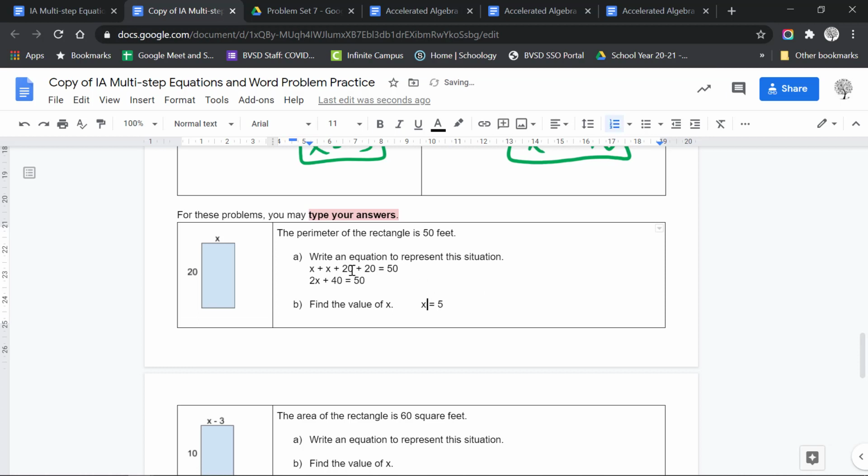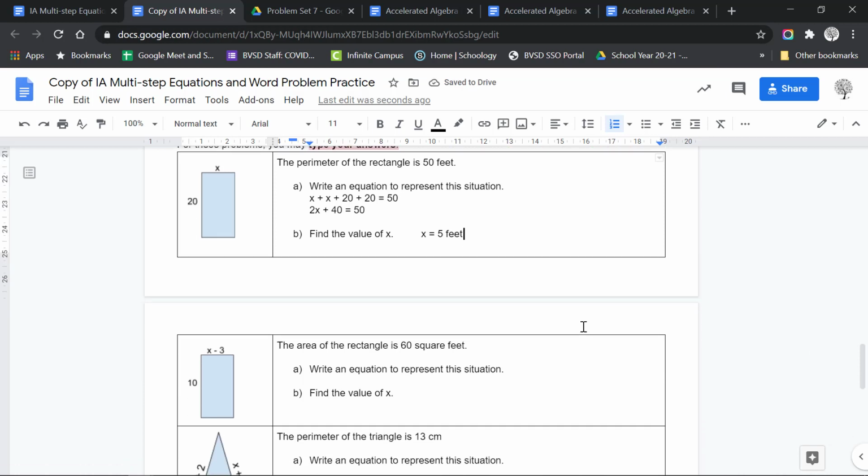And let's just make sure that really works. If we put that in, I've got 20 and 5. That makes 25 for these 2 sides. So it would be 50 altogether, 50 feet. So maybe I'll even add my units here, just to be complete.